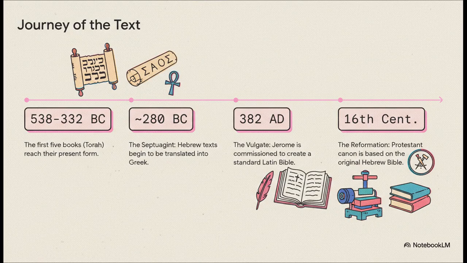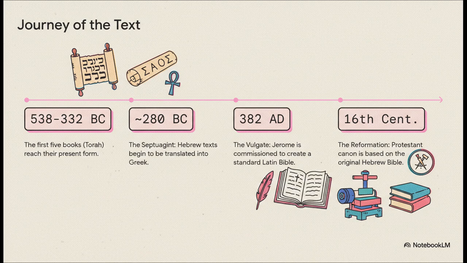This timeline kind of gives you the highlight reel. The first 5 books got finalized way back in the Persian period. Then, a huge moment, the Septuagint. This was a Greek translation of the Hebrew texts, and this is the key part, it included those extra books. This Greek version became the standard for early Christians. Centuries later, Jerome's famous Latin Vulgate translation acknowledged the difference between the Greek version and the original Hebrew.